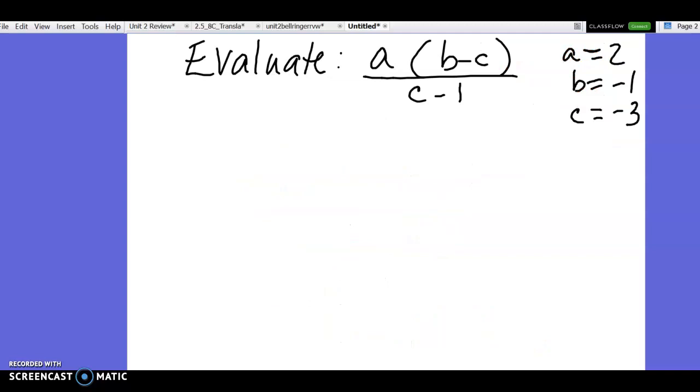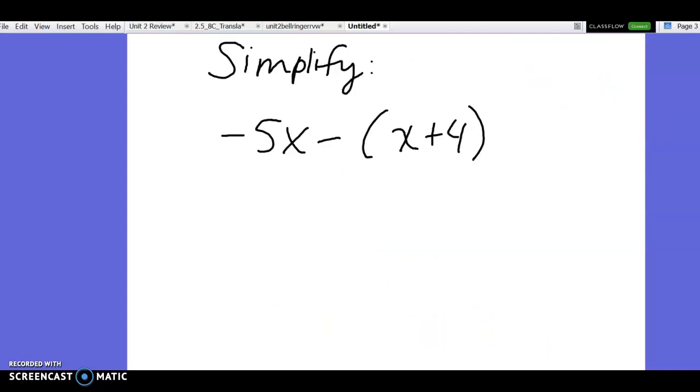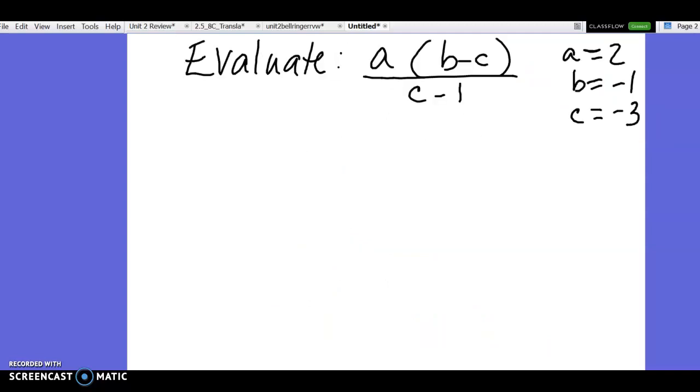My next problem that I want to try is evaluating. Oops, sorry, I went too far here. Evaluating is where you're going to put a number in place of the variables, and then you're going to follow order of operations. Remember that when I asked you to do these problems in class, I wanted you to put the variables or the numbers in place of the variables in parentheses.